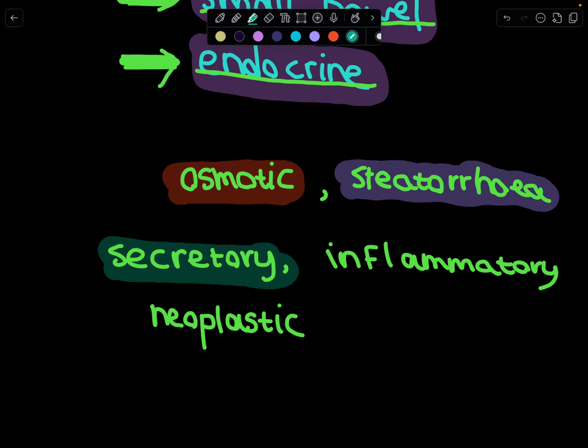So what investigations do we do with diarrhea? So we have stool tests, fecal elastase. Explain that. Fecal calprotectin.